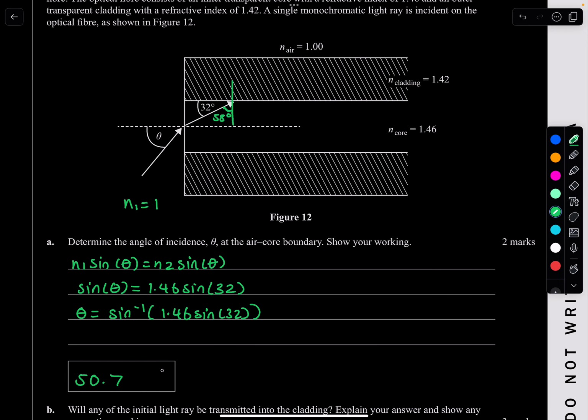What we can do is determine the critical angle, because the critical angle tells us the boundary between the cladding and the core. If our angle of incidence is greater than the critical angle, it has been totally internally reflected. But if it's less, then it's refracted through the cladding. Those are our conditions, and that's what you need to prove.